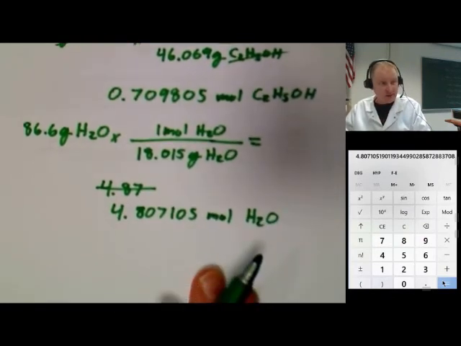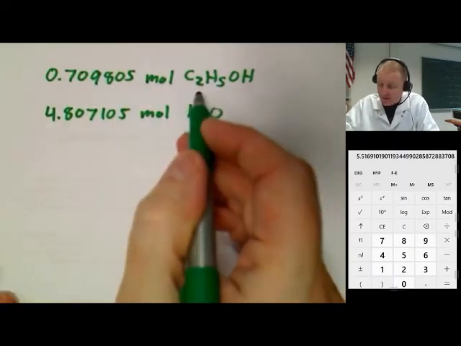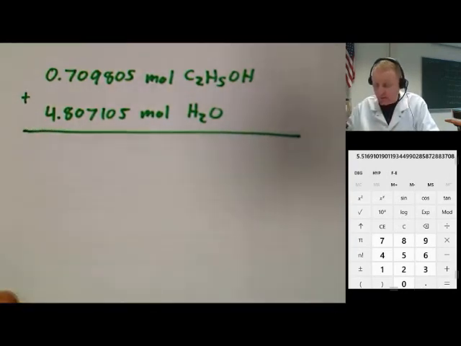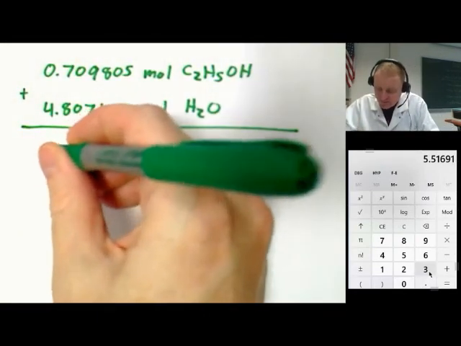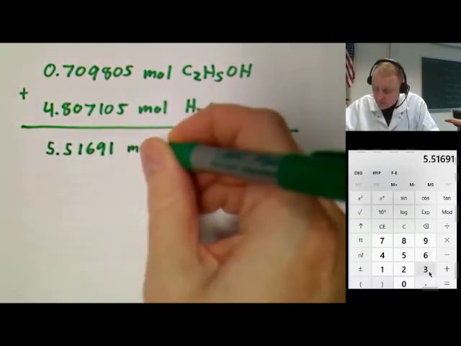Now the mole fraction is just taking each one divided by the sum of both of them. So I just wrote the value of our ethanol and our water clean right next to each other so that we can take a look at what the total would be. What is our total solution? It would be the sum of these two. So 0.709805 plus 4.807105. That looks good. We add those together, and our total solution is 5.51691 moles.